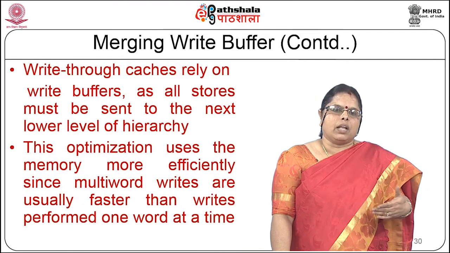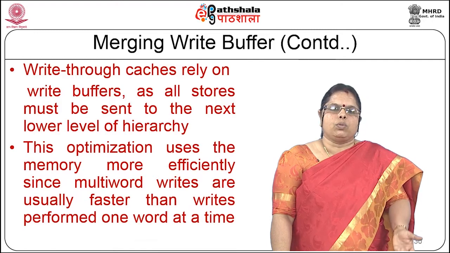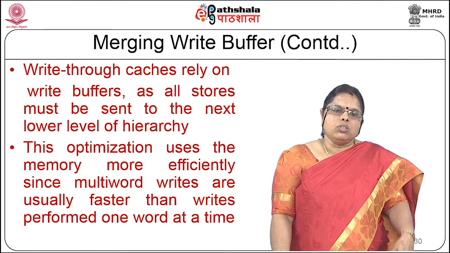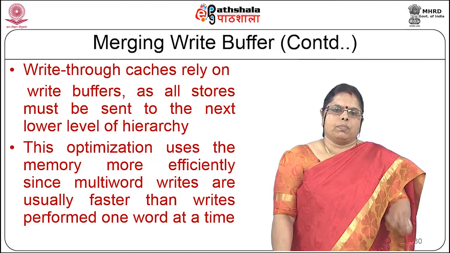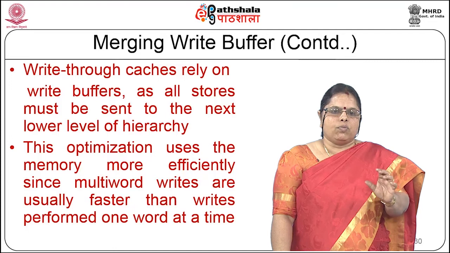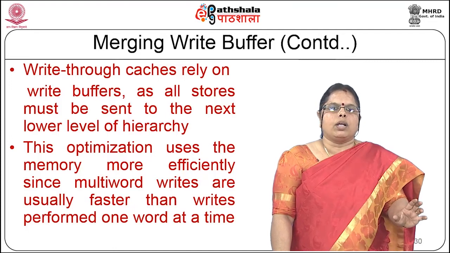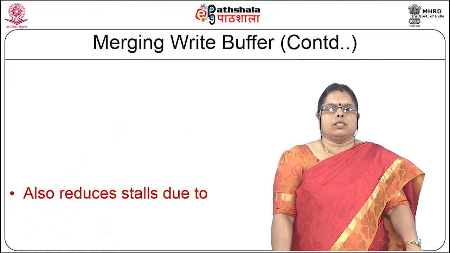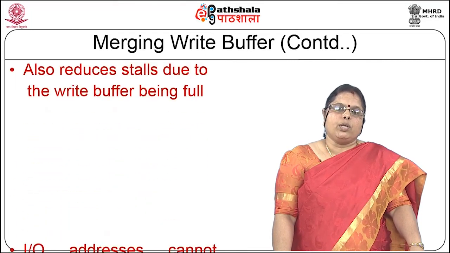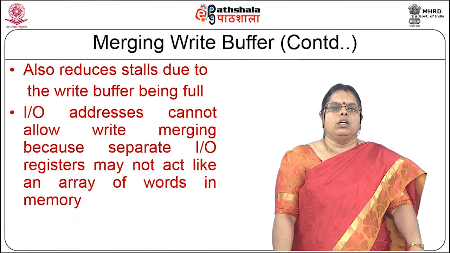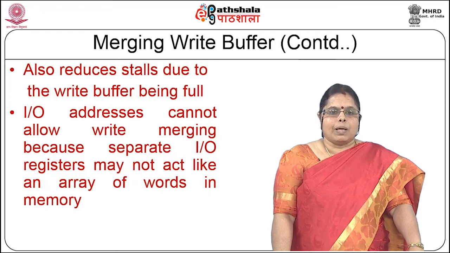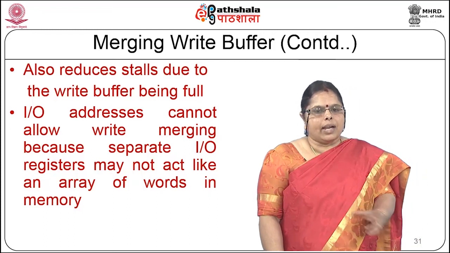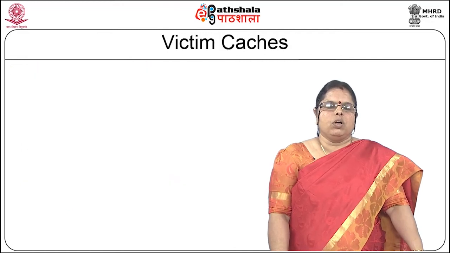Write-through caches rely on write buffers, as all stores must be sent to the next lower level of the hierarchy. This optimization uses the write buffer more efficiently, since multi-word writes are usually faster than writes performed one word at a time. That is obviously another optimization. Instead of doing one write at a time, multi-word writes take less time. This also reduces stalls due to the write buffer being full. The only thing is, IO addresses cannot allow write merging because separate IO registers may not act like an array of words in memory, in which case you cannot use this optimization.